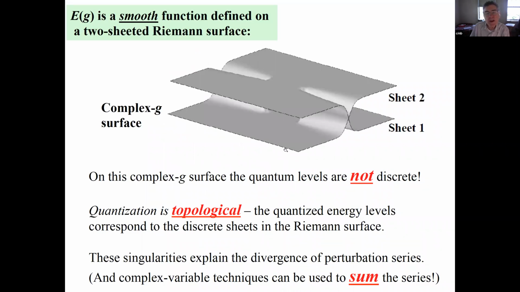And so what you see is that the energy function is a smooth function of G that is defined on a two-sheeted Riemann surface. Okay, why are there two energy levels? Because there are two sheets in the Riemann surface. Notice that on this complex G surface, the quantum energy levels are not discrete. And what you see also is that quantization is topological. The quantized energy levels correspond to the discrete sheets in a Riemann surface.